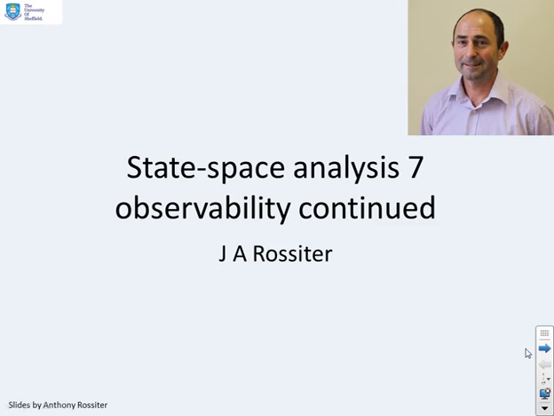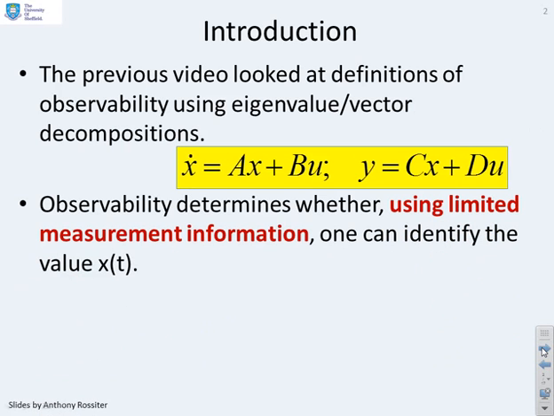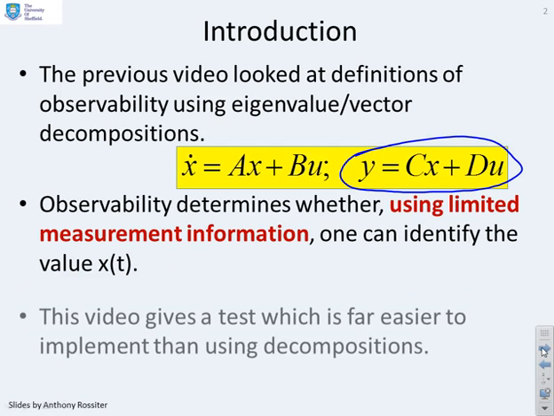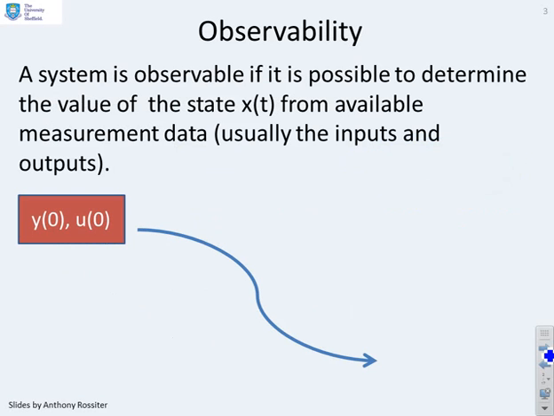This video continues the discussion on observability. The previous video looked at definitions of observability using eigenvalue vector decompositions. Now, observability determines whether, using limited measurement information, and we say limited because often the output measurements have some form of subset of the states, can you identify all the values x of t? This video gives a test which is far easier to implement than using eigenvalue vector decompositions.